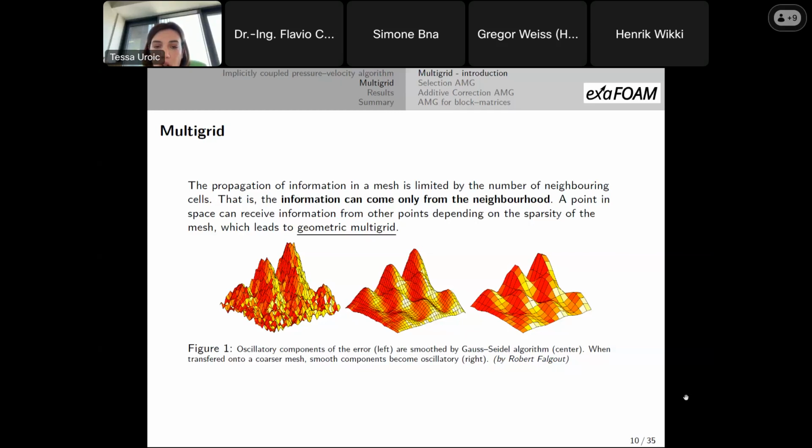Multigrid relies on resolving the error term. So here you have an illustration on the image. The first picture, the left-hand side picture, shows the error term for a two-dimensional domain plotted for each computational point or cell. And you can see that at the beginning of the iterative procedure, the error is quite oscillatory, so it is not a smooth function.